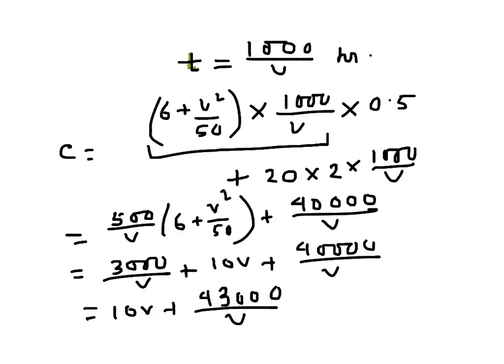Now the second one says the truck must take no longer than 12 hours to complete the trip, and the speed limit requires that v has to be less than 100. So we have to find the speed so that the cost is minimum. In order to do that, first we have to find the minimum cost. So we should differentiate, dC over dv, and equate it to 0.